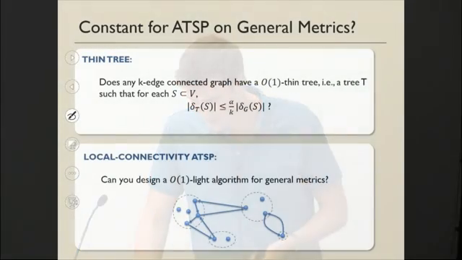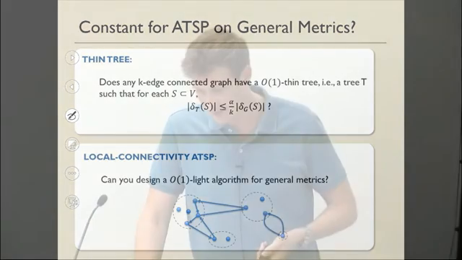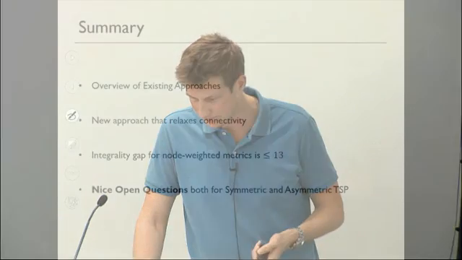And then obviously there is the constant for ATSP on general metrics. So either you can find a thin tree, or you can solve this local connectivity ATSP in the general case. Those are the 2 approaches we know. Of course, there can be other ones.